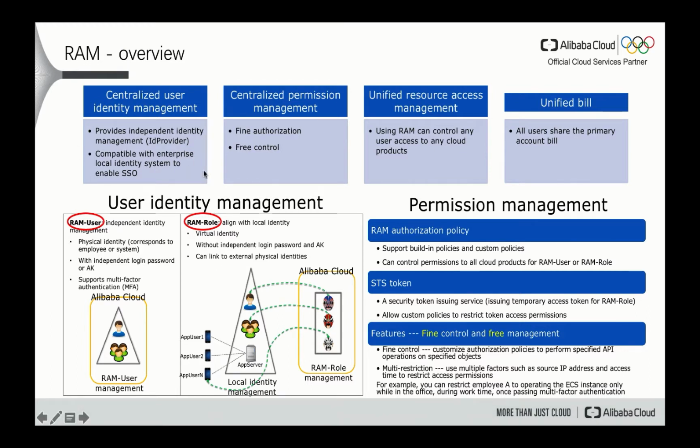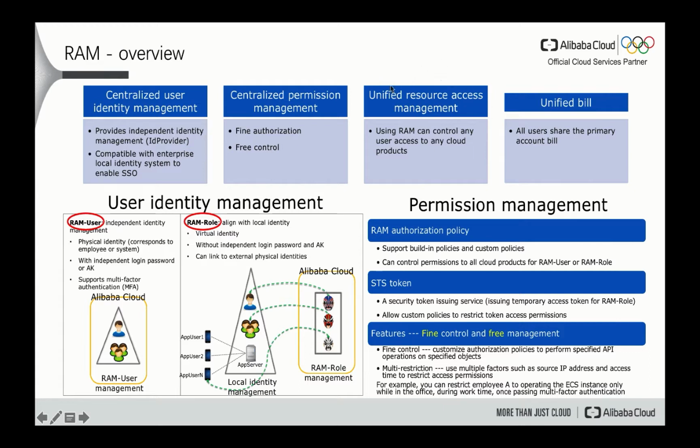The first function RAM can provide is what we call centralized user identity management. In RAM, you can define and customize users and put them in groups to make user management easier. RAM is also compatible with the enterprise's local identity system to enable single sign-on. For every user and group you create, you can grant centralized permissions, which means you just define policies to tell which one can do what. We call this centralized permission management.